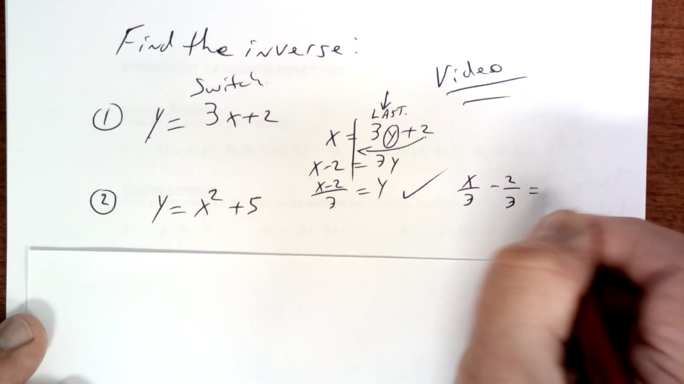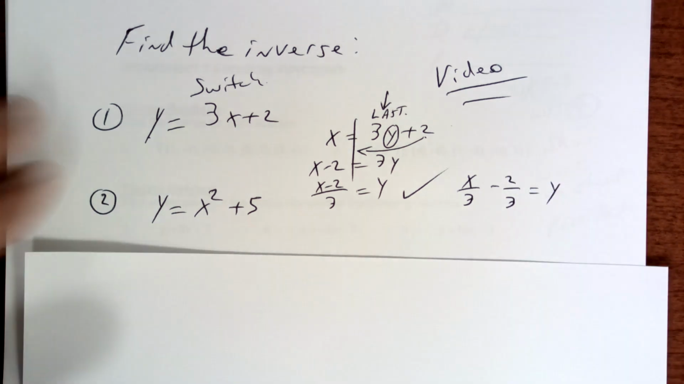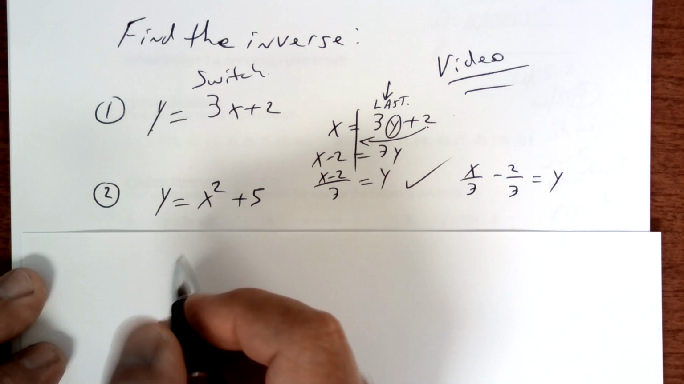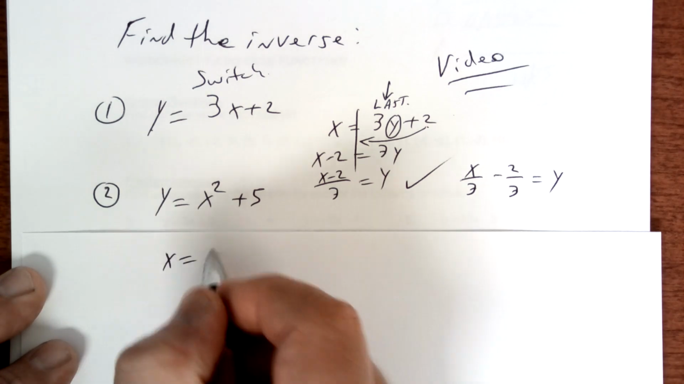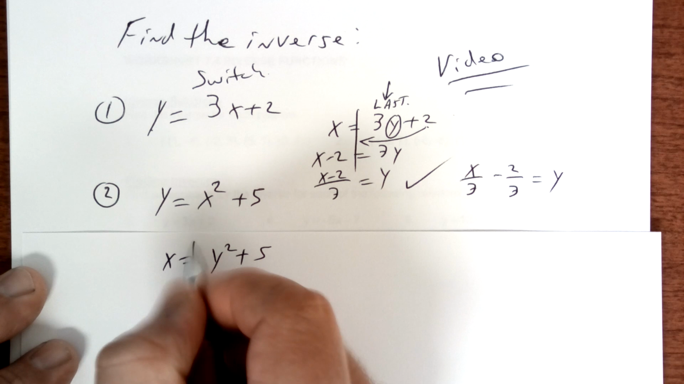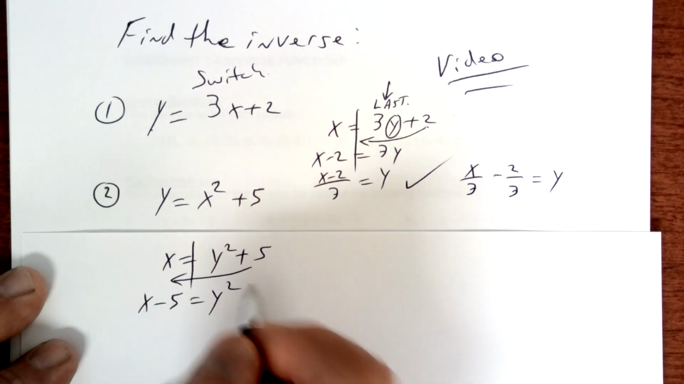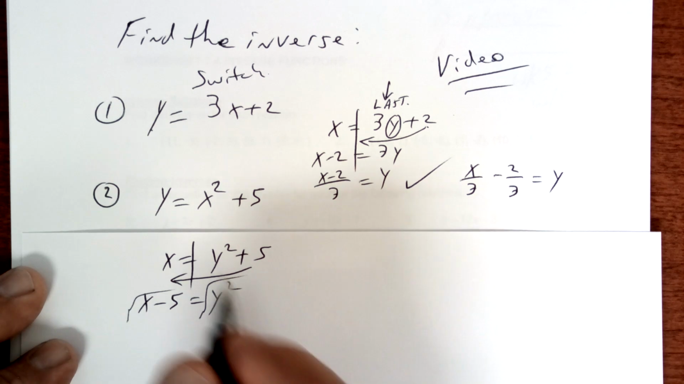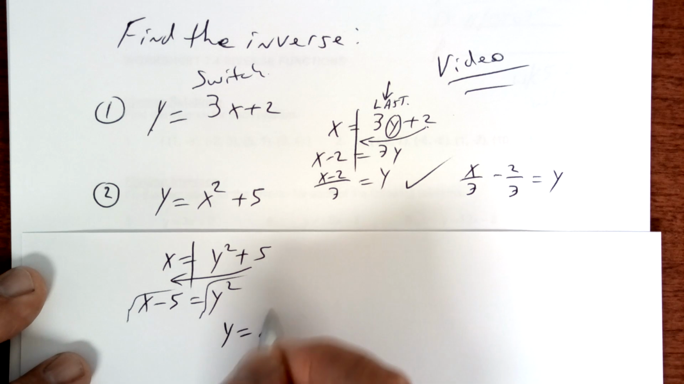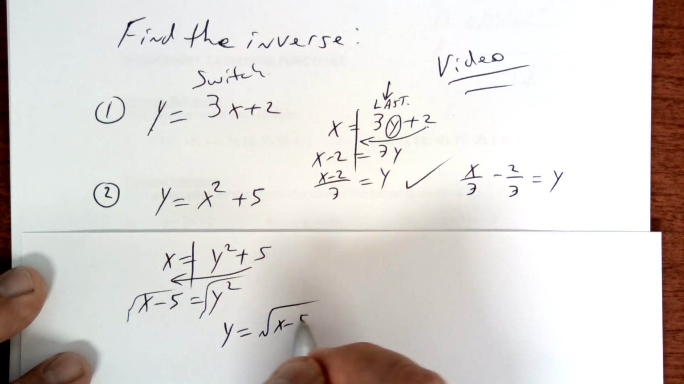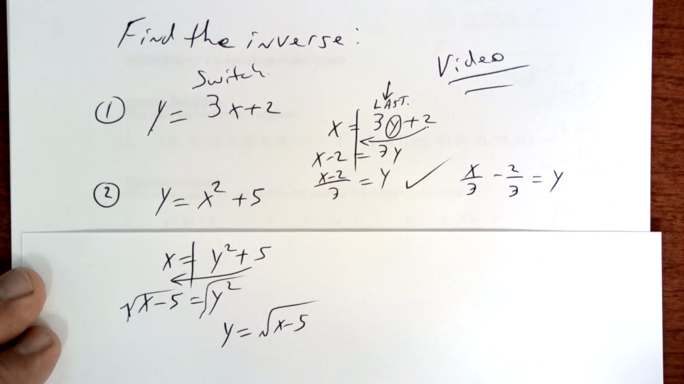You could do that. This one right here, again, you switch it, so it's going to be x equals y squared plus 5. So I'm going to subtract 5, so it's going to be x minus 5 is equal to y squared. Then I'm going to take the square root, and I'm going to get y is equal to the square root of x minus 5. And that's how you do the inverse.